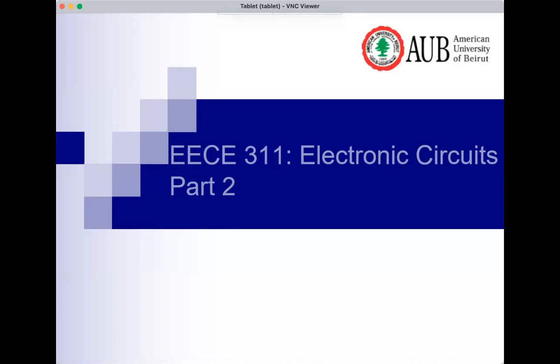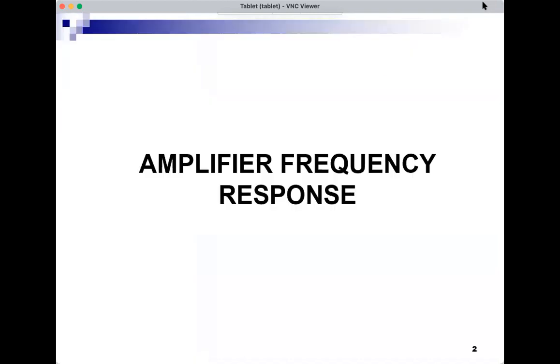Today we will start with a new part of the course. This is part 2, and the main topic now is amplifier frequency response. So what do we mean by amplifier frequency response?